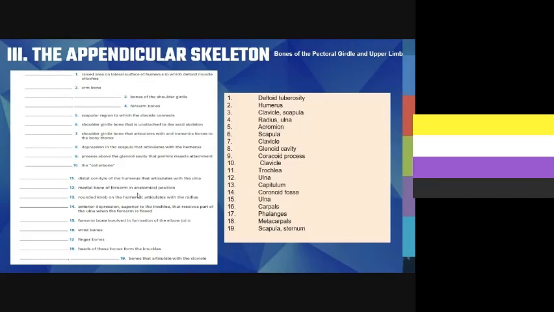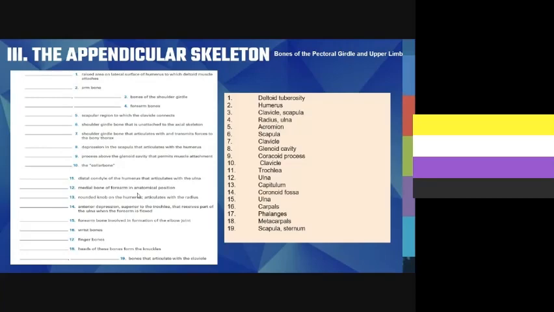12. Medial bone of forearm in anatomical position. The answer is ulna. 13. Rounded knob on the humerus that articulates with the radius. The answer is capitulum. 14. Anterior depression superior to trochlea that receives part of the ulna when the forearm is flexed. The answer is coronoid fossa. 15. Forearm bone involved in inflammation of the elbow joint. The answer is ulna.